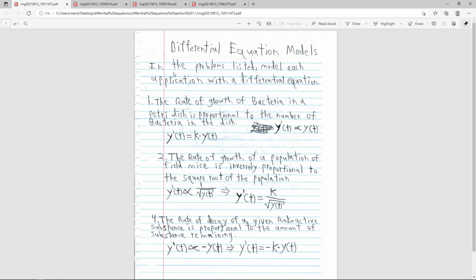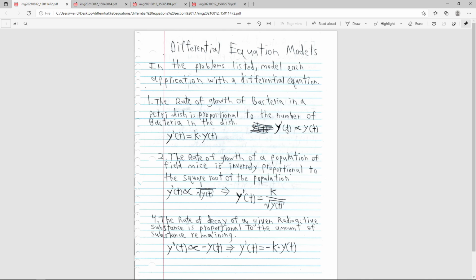So, the rate of growth of bacteria in a petri dish is proportional to the number of bacteria in the dish. I try to include the proportionality first, and then go into equation form. The difference between proportionality and an equation is generally that you add in the constant to make it an equal sign. The constant of proportionality, as it can be referred to.